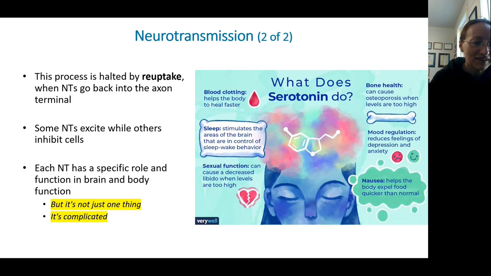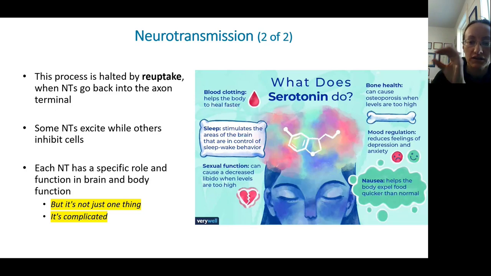So they say, each neurotransmitter has a specific role and function in the brain and body, but it's way more complicated than that. It's not just one thing. So you've probably heard about serotonin and mood, serotonin and depression. Depression is often treated with selective serotonin reuptake inhibitors. That's a kind of medication that causes the serotonin to stay in that synaptic cleft for longer, right?